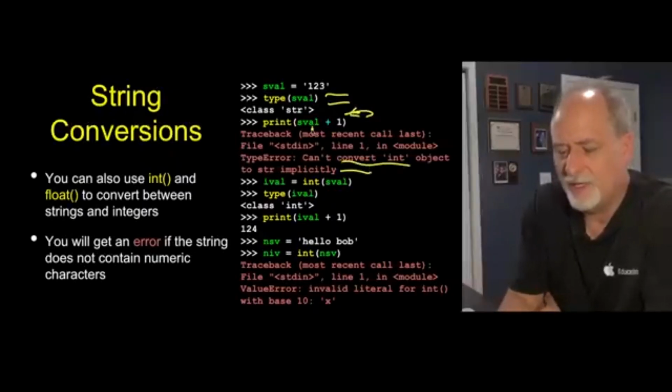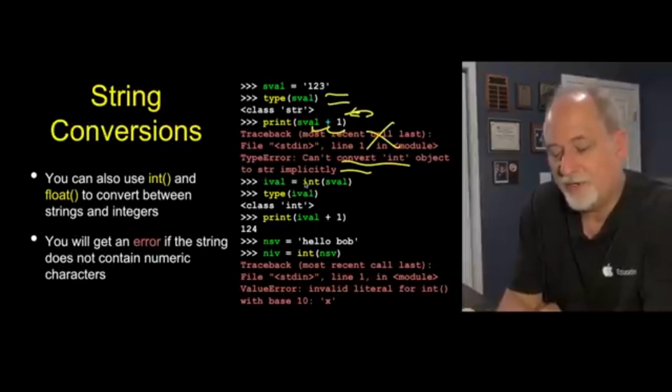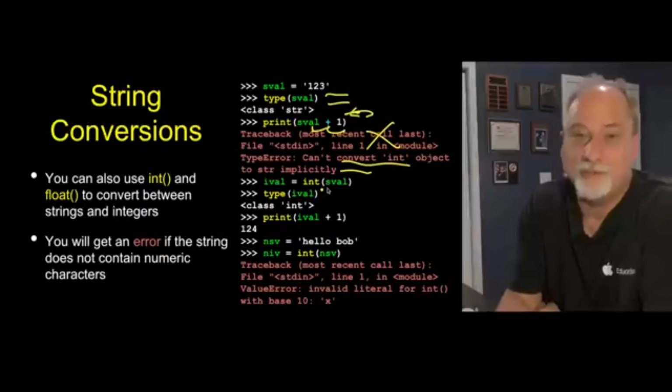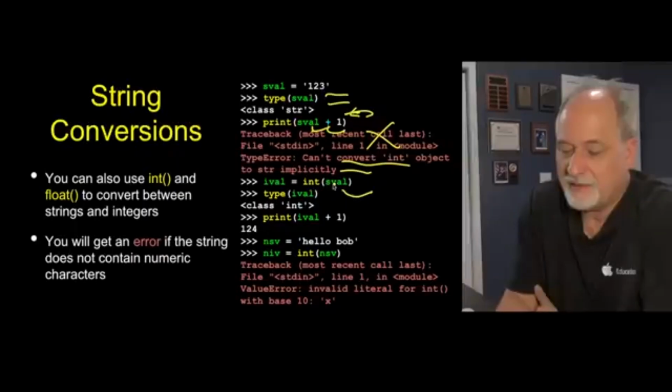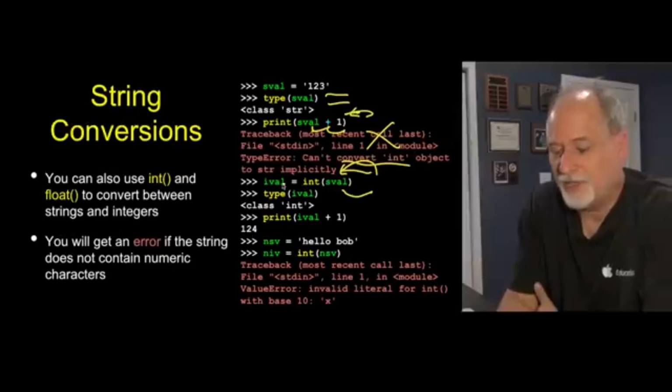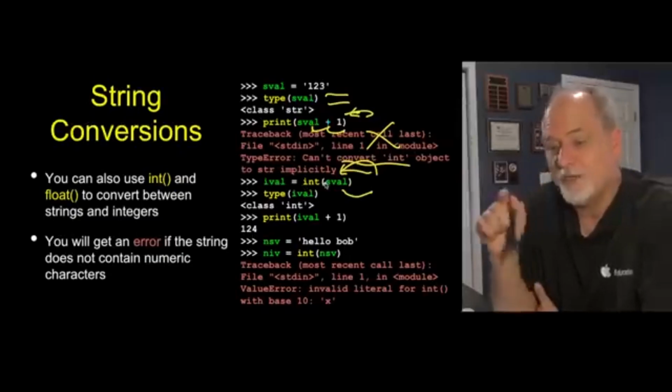Because this is a string, it looks to both sides. String plus an integer, not good, okay? But we can convert this. We can call the int function, which is like the float function, and pass a string in. So it says, hey, take this and turn it into an integer. Take the input of sval, which is the string 1, 2, 3, and give me back an integer representation of that, which is going to be 123.